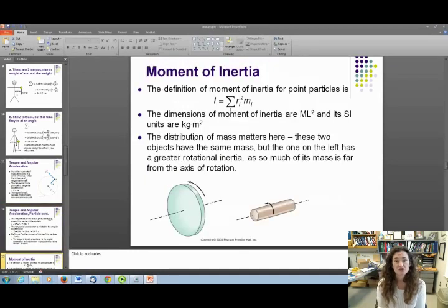The moment of inertia for a system of point particles, if there's more than one, will be equal to the sum of m_i times r_i squared, where r_i here is the distance from the axis of rotation, your moment arm, and m_i is the mass of the particle. The dimensions for the moment of inertia are going to be kilograms times meters squared in SI units. So what this is saying is the distribution of the mass matters.